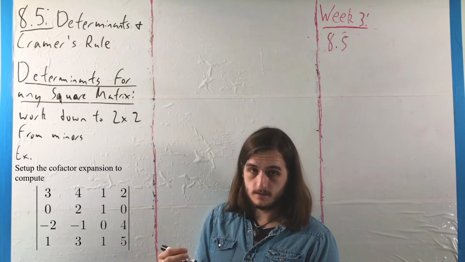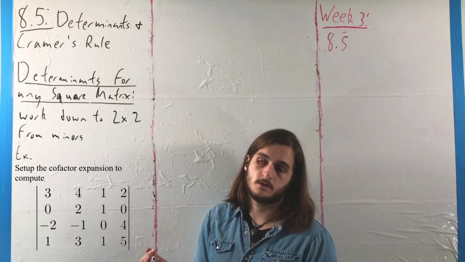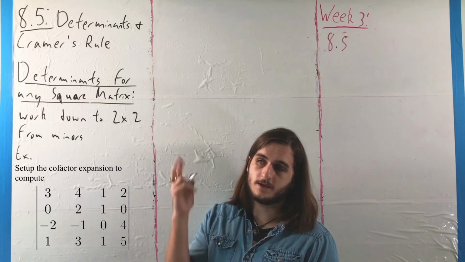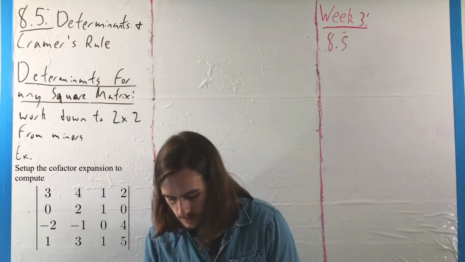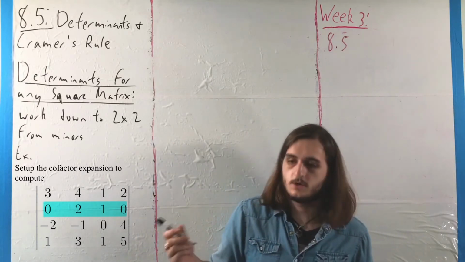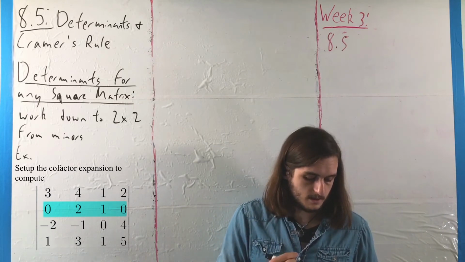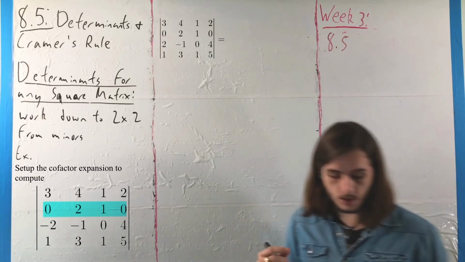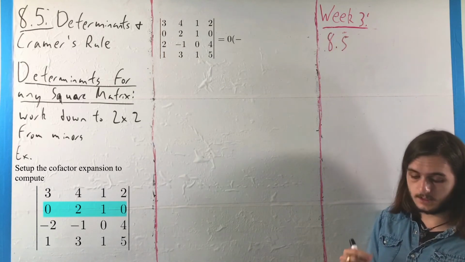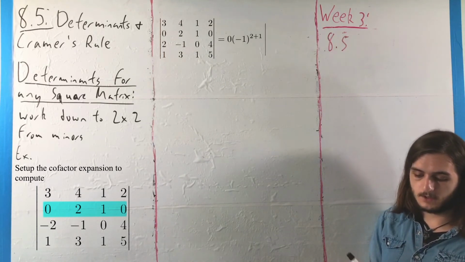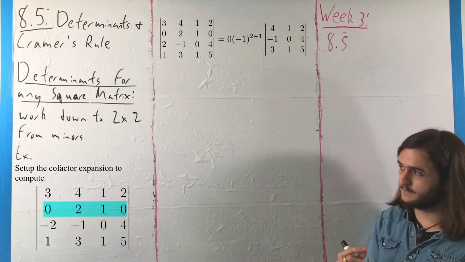our logic is roughly the same as it was before. We want to maximize zeros because those give nice cofactors. So we're going to look at the second row, 0, 2, 1, 0, because it's the only one that has two zeros in it. And expanding along there, we are going to get for our determinant 0 times negative 1 to the 2 plus 1, multiplied by the determinant of 4, 1, 2, negative 1, 0, 4, 3, 1, 5.